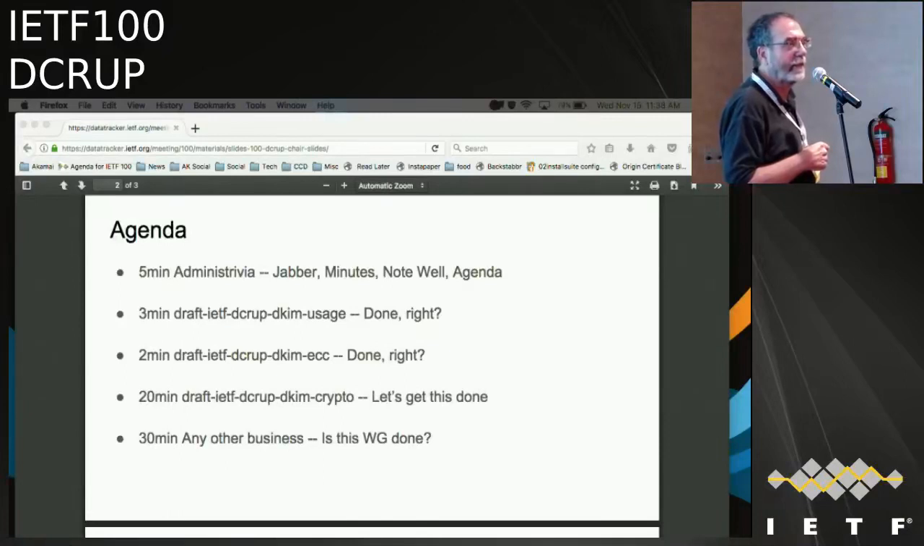I hope I was paying enough attention. We're talking about the two ED algorithms? No, we're talking about RSA versus ED. Oh, ED versus RSA? Okay.